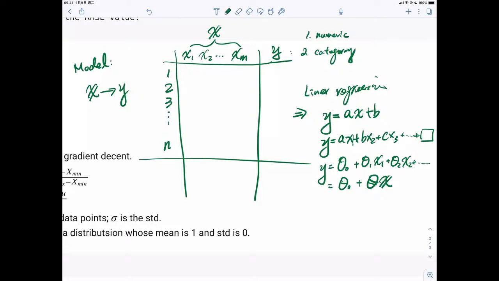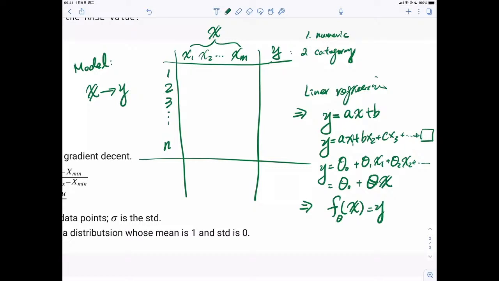Sometimes we use another way to represent such a relationship. We have a function f. The input is x, and we have to describe this function, so it has certain parameters. The parameters are theta, so we write theta right here, just like this, which is the same. All of the above is the same.